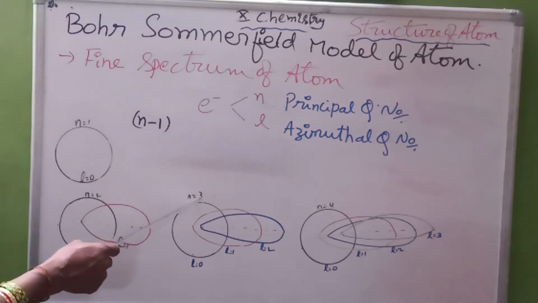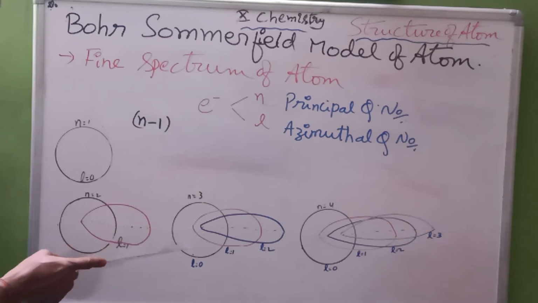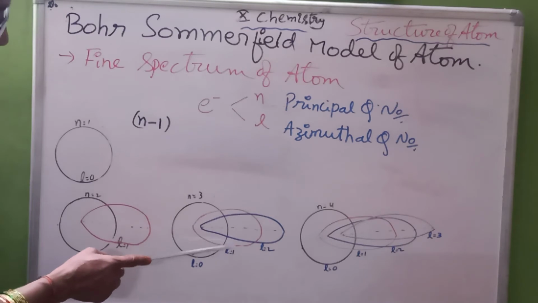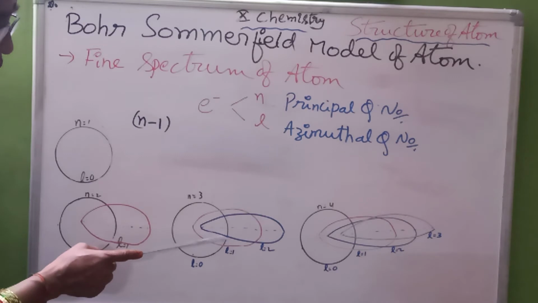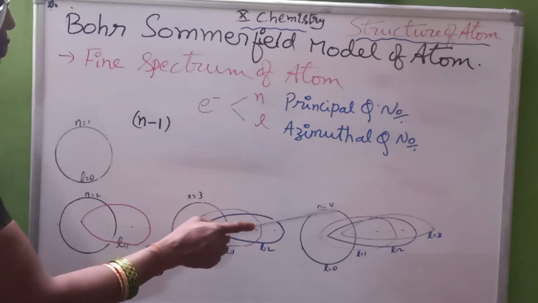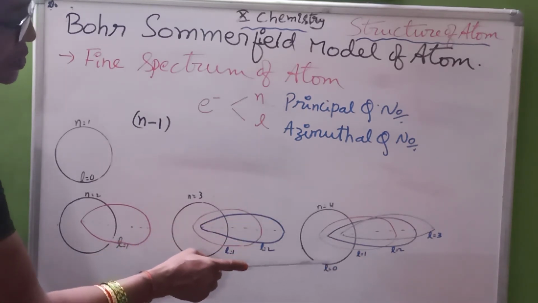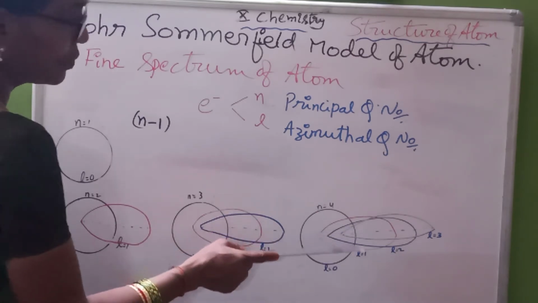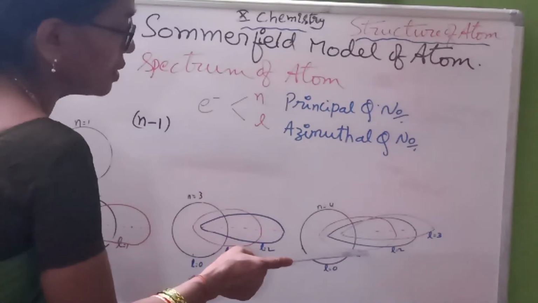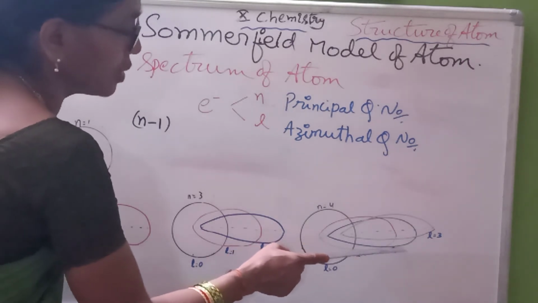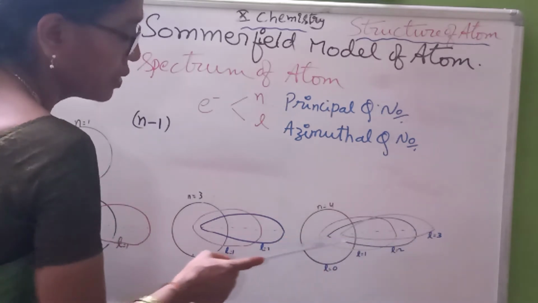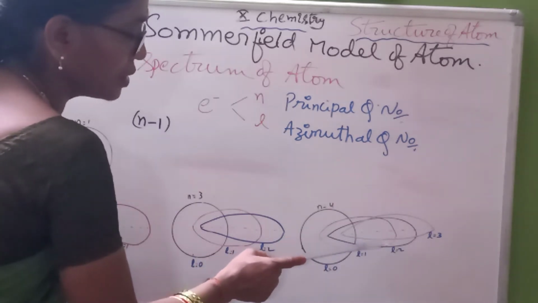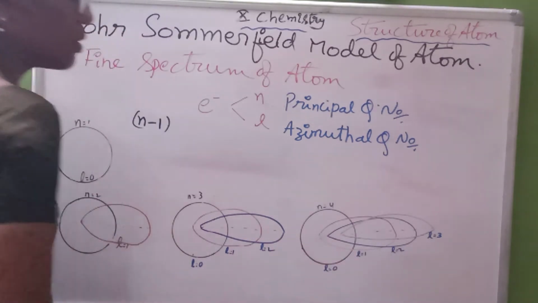For the next one, when the n value is 3, L value 0 is spherical in shape, and when the L value is 1, it has a little ellipse. The other one has a more elliptical shape. For a given n value 4, L value 0 is spherical, L value 1 is a little elliptical, L value 2 a little more, and L value 3 the most elliptical. Here we find that ellipticity increases when the L value increases.